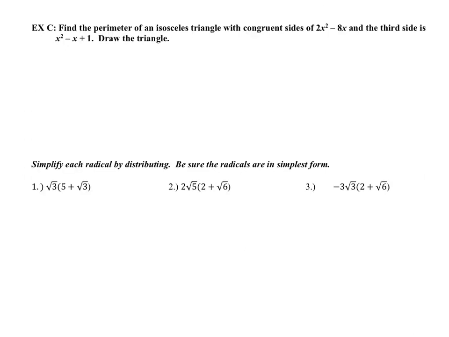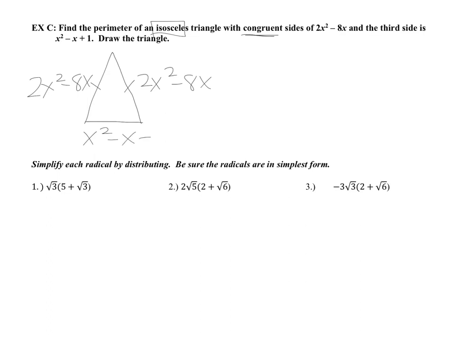All right, now this next one is saying find the perimeter of an isosceles triangle with congruent sides 2x squared minus 8x. Now you may or may not know this, but an isosceles triangle is a triangle that has two sides that are equal to each other. And that's what the word congruent means. Congruent means that there are two sides that are equal. So the little lines I just drew there would be my congruent sides. So let's say I've got 2x squared minus 8x, that one, and then you have another 2x squared minus 8x. And then the third side is x squared minus x plus 1.